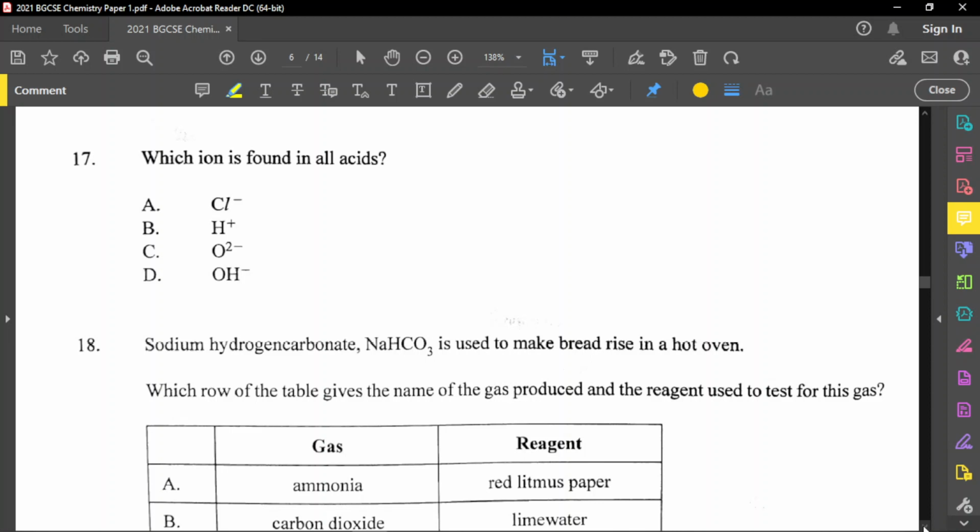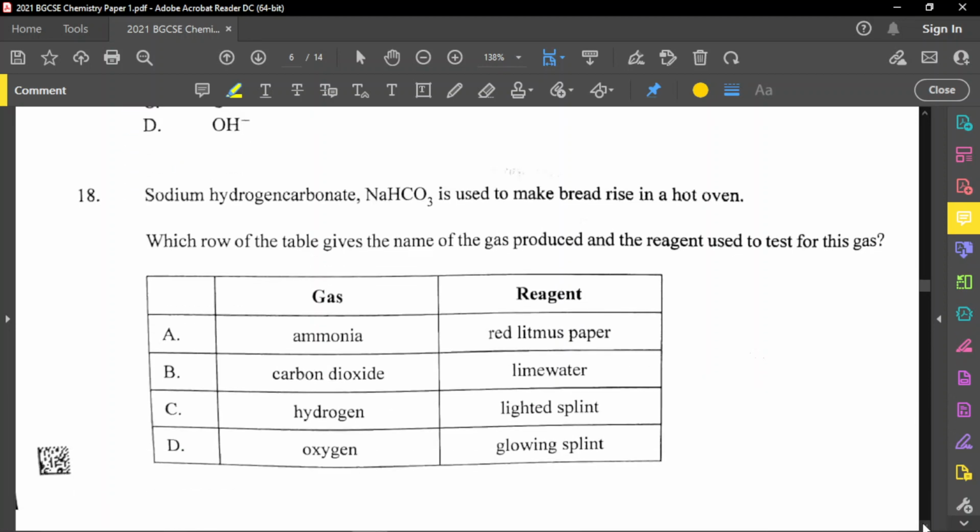Number 17 is which ion is found in all acids. To be an acid, you must release H plus ions in a solution, right? So without much thinking, H plus ions belong to all acids. We talk about that when we talk about the basicity of acids. So yes, we know it is H plus ions.